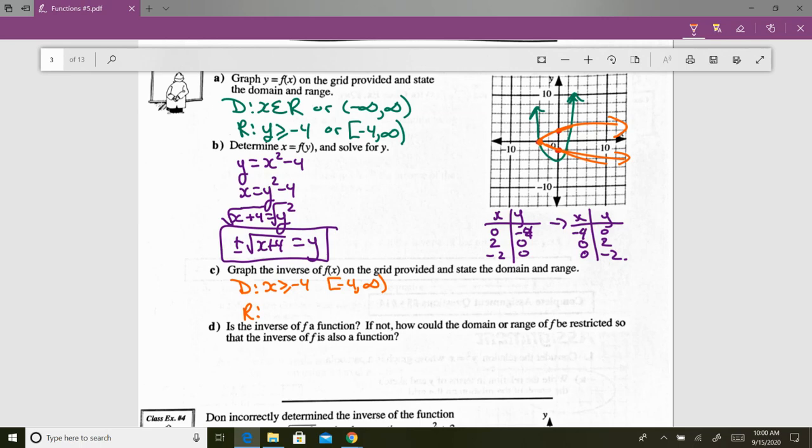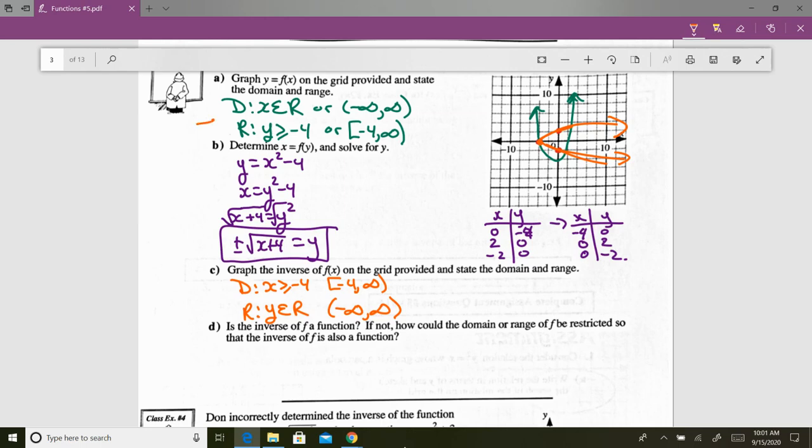And what about the range? What can we say about the range? What's the range of this graph? Now, I've drawn them flat. All real numbers, forever and ever in both directions. So we can say y ∈ R, or we can say -infinity to +infinity.